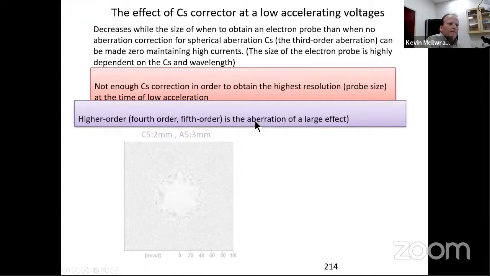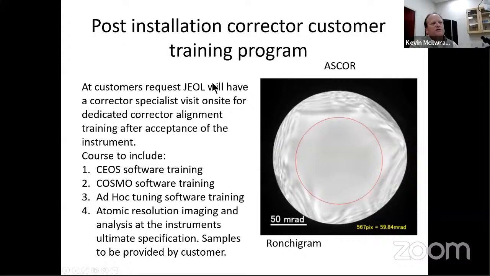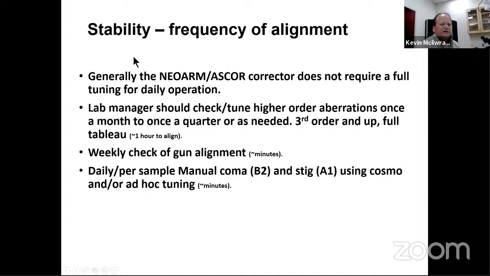Typically once the system's installed, we have a little corrector training program. We come on site, spend a week, and work with people. We work on the CEOS software, our software, a number of things I'll show you. Correctors generally are very stable, and this I'm sure is true with most vendors. Probably a lab manager should tune things at the higher order level maybe once a month or once every 3 months, and that takes about an hour or less. A weekly check of gun alignment takes minutes.